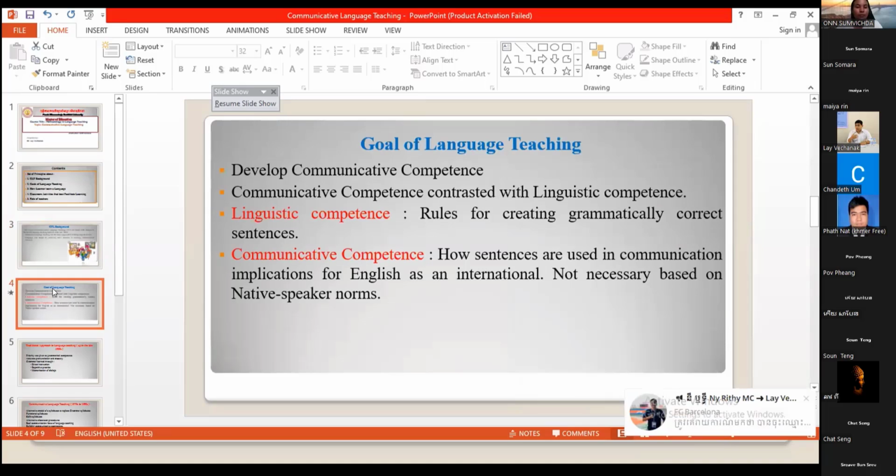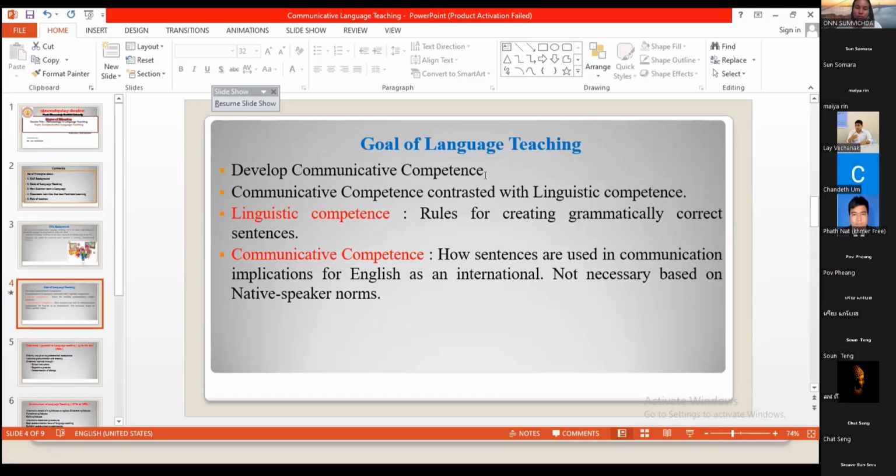And the goals of language teaching: communicative language teaching, or CLT, aims to develop communicative competence. We know that competence means ability. So we use this teaching approach to let students improve their communication, working more on communicating between students and between students and the teacher, in order to improve their communication ability.